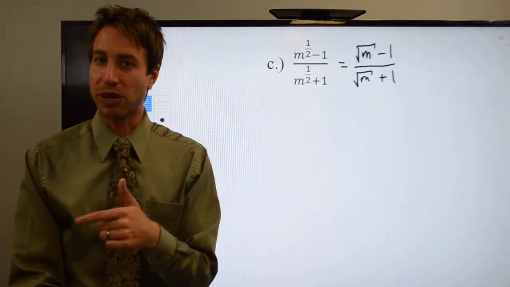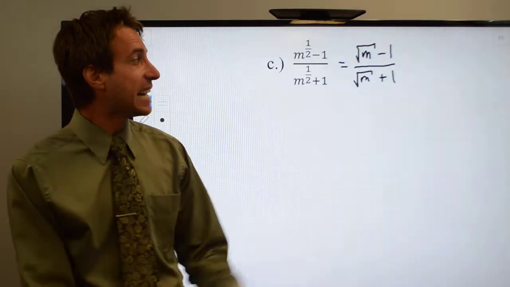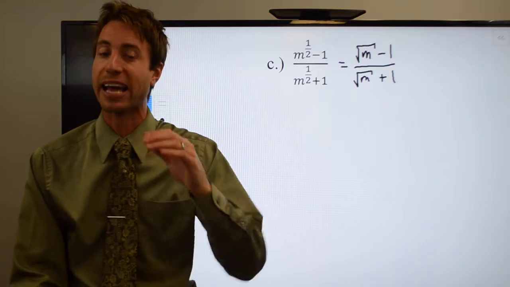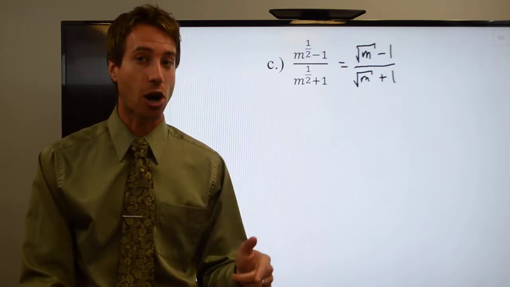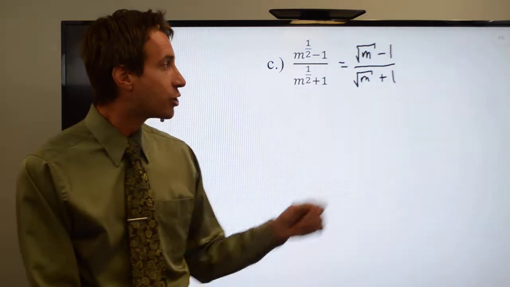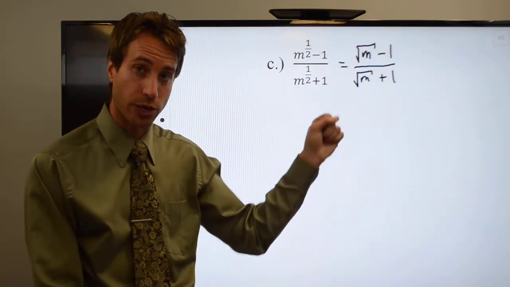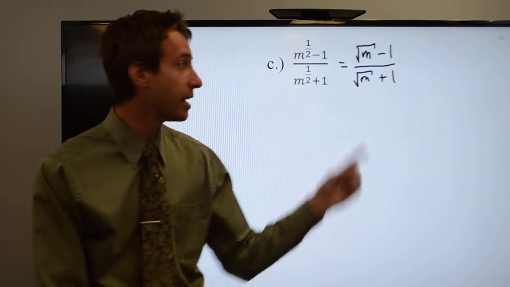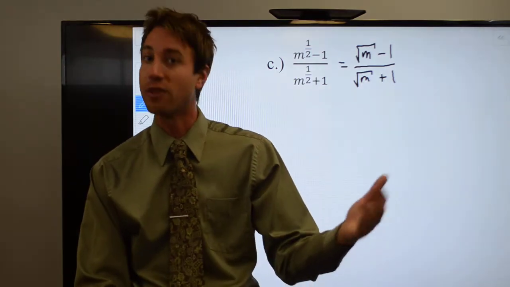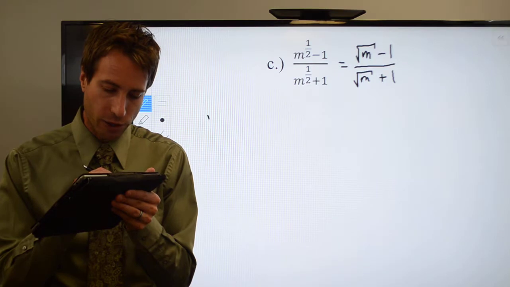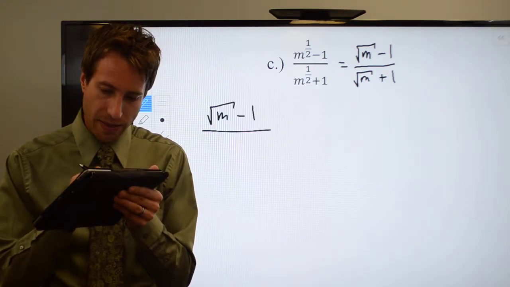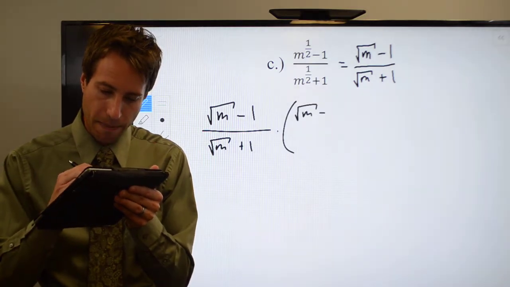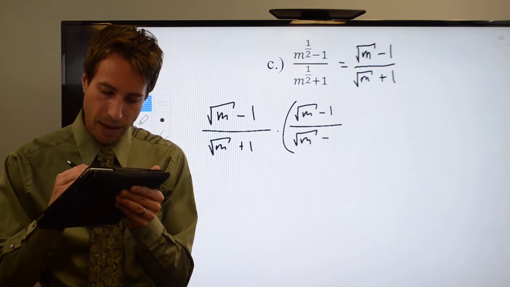Well, what we saw in the previous section, section 5 of this chapter, was anytime you have a radical in the denominator, what we're going to do is multiply top and bottom by the conjugate of the denominator. So we'll multiply top and bottom of this quotient by the square root of m minus 1, because that's the conjugate of the square root of m plus 1. So let's go ahead and do that. The square root of m minus 1 over the square root of m plus 1, and we'll multiply top and bottom by the square root of m minus 1 over the square root of m minus 1.